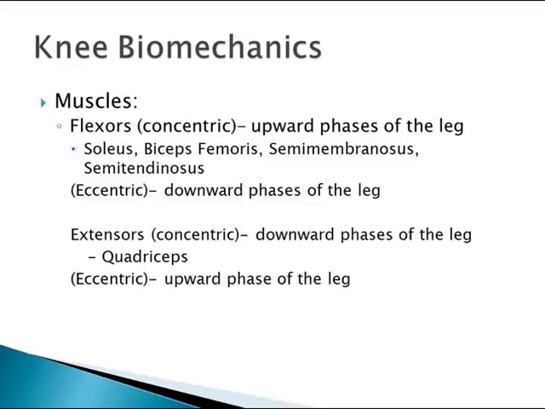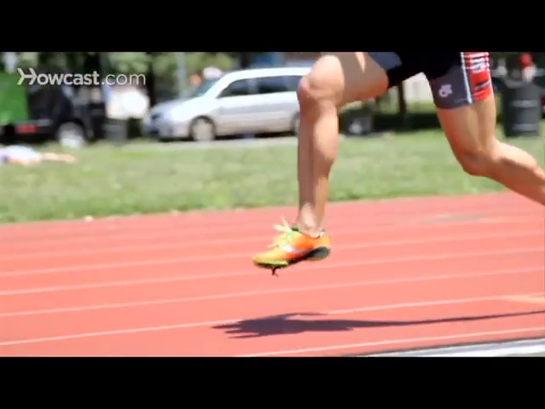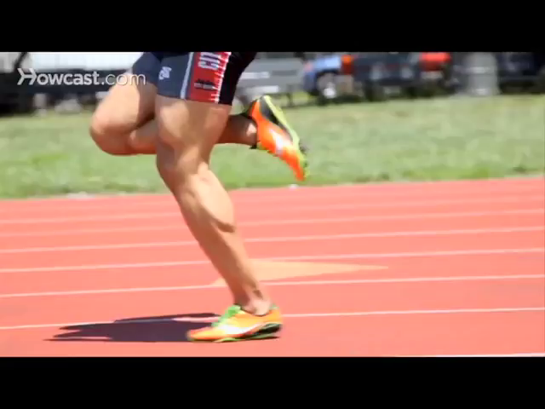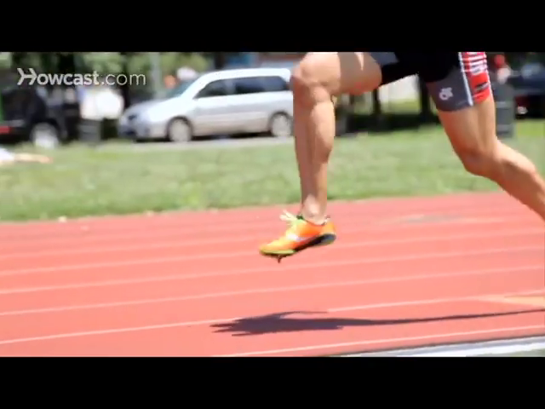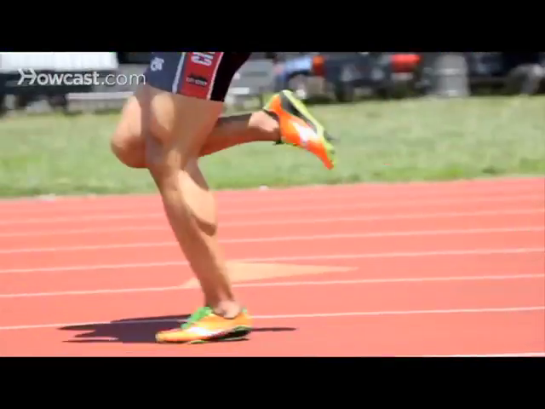From the knee biomechanics, we're looking at the flexors in a concentric form that creates the upward phases of the leg. This would include the soleus, biceps femoris, semimembranosus, semitendinosus. Eccentrically, you look at the downward phases of the leg. Now in the extensors, from a concentric standpoint, this will create the downward phases of the legs, mainly in the quadriceps, and an eccentric portion would be more the upward phase of the leg. In this back-to-back video, we can look at the hip biomechanics and knee biomechanics and how all of that comes together with all the muscles.